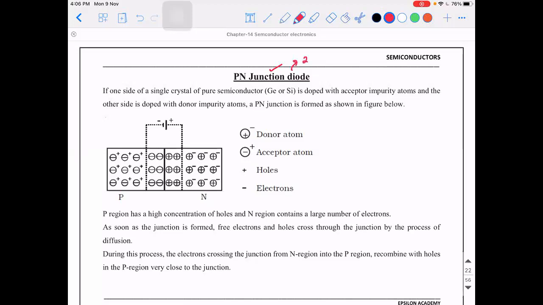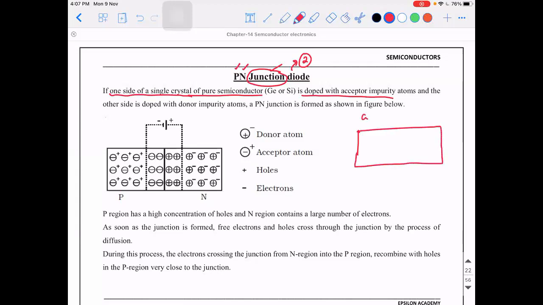Here, di represents 2. P and N combined together. When P and N semiconductors are brought together, a small junction is formed. That junction is what is called a PN junction. Let's see what it actually means. P-type is a separate semiconductor, N-type is a separate semiconductor. When you try to bring them close to each other, let's see what exactly is going to happen. So if one side of a single crystal of pure semiconductor is doped with acceptor impurity, so you take a single crystal, okay?